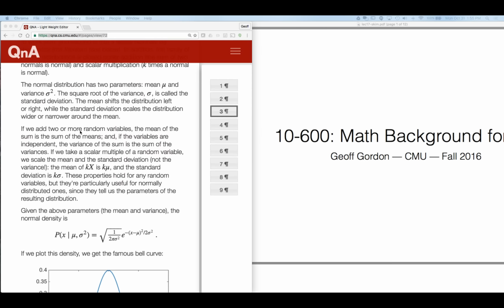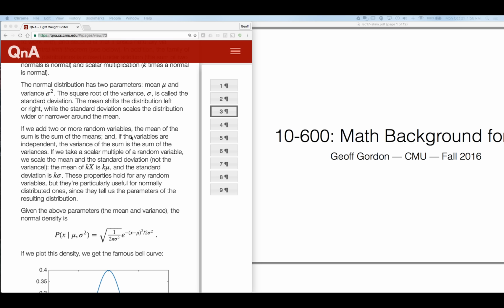I said that normal random variables are closed under addition and scalar multiplication. It's actually useful to be able to figure out how the parameters change, and it's really simple. Means add and variances add. In particular, if you add together two or more random variables, they don't actually even have to be normal, but if they're normal, the mean of the sum is the sum of the means. So if you add one of mean 2 to one of mean 3, you'll get one of mean 5.